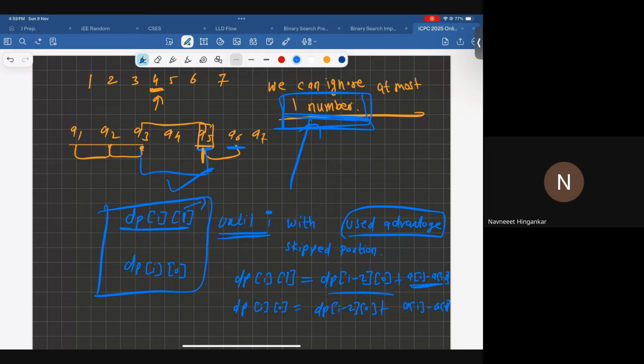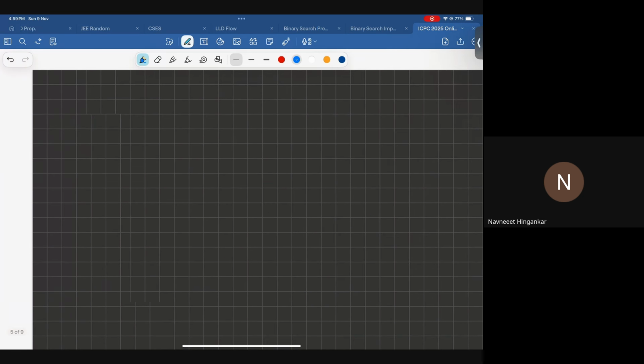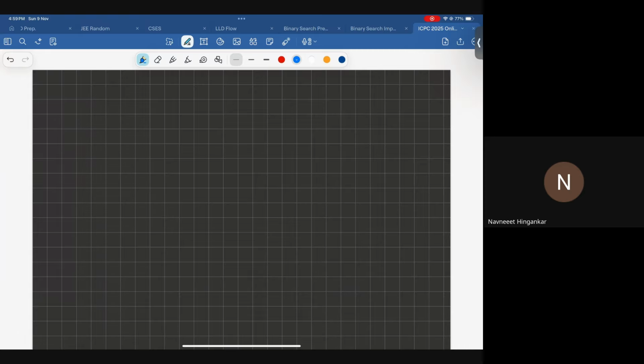Anyone have any questions? I have also added this in the editorial. Wait a second, this editorial. I have pasted the editorial in chat. Okay, I will just write the editorial answer here.